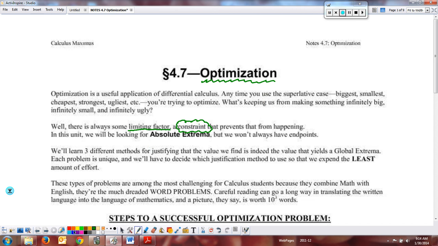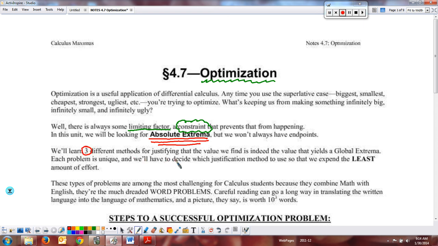One thing to remember in this unit, we're looking for absolute extrema, not just relative extrema. So things like the first and the second derivative test are going to have to be modified so that we're getting absolute, not just the relative extrema. And we'll talk about that below. There's going to be three methods that we're going to work with.